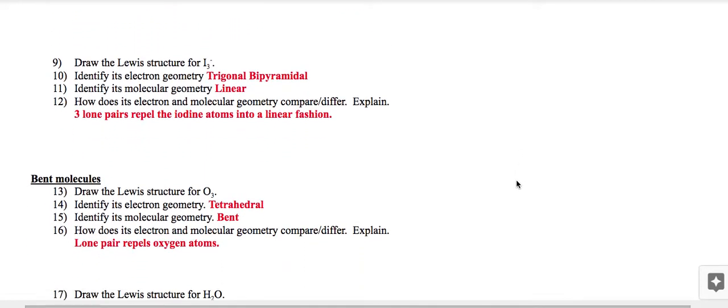Lewis structure for triiodide, or I guess that didn't make any sense. For these three iodines bonded together, we end up with this.